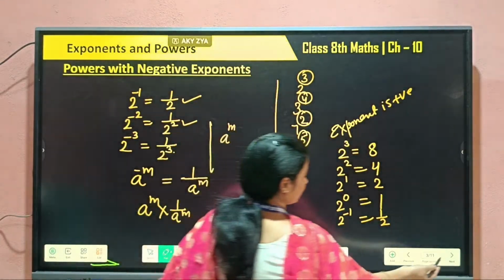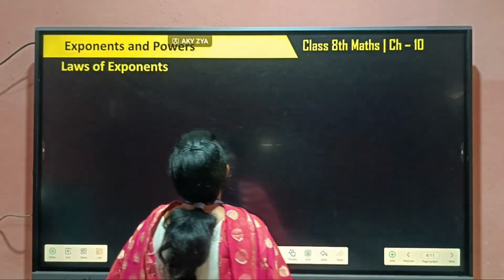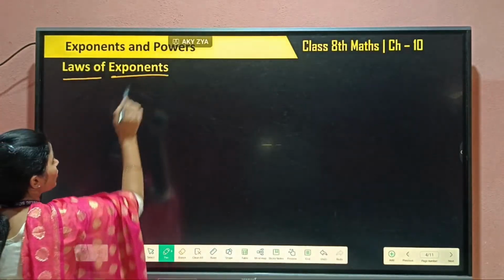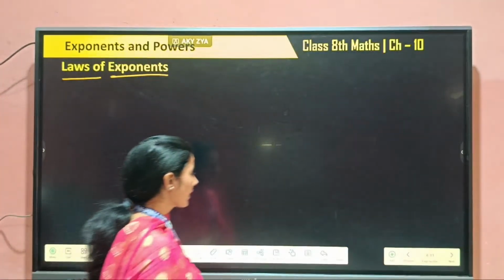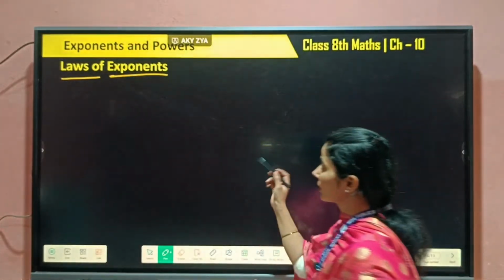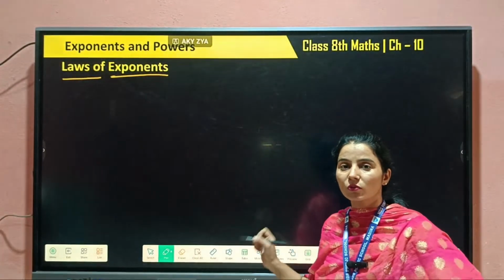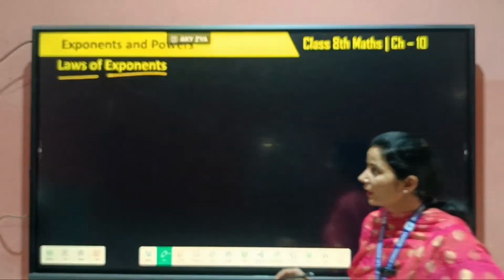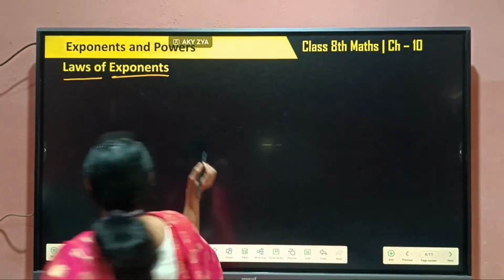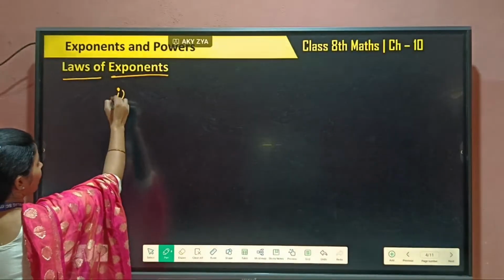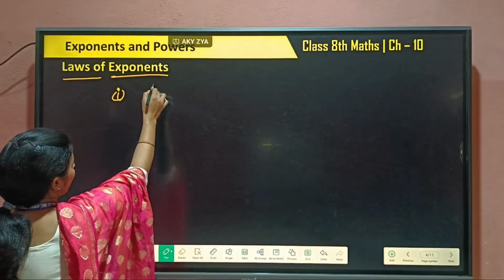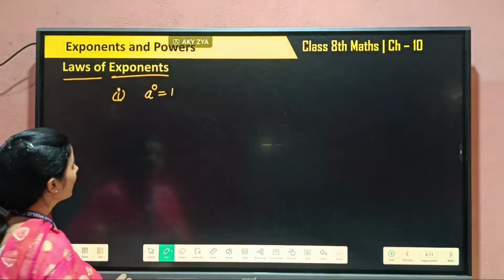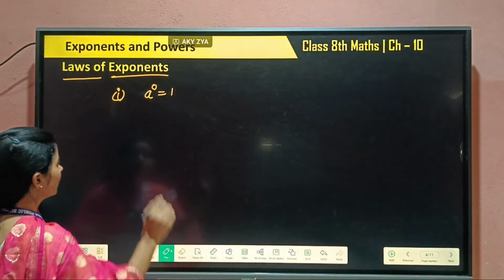Now, laws of exponent. While we are writing these numbers in exponential form, which rules do we have to keep in mind? Those are the laws of exponent. Let us see what the first law of exponent is. First, a raised to power 0 is equal to 1. As I told you how this came, a raised to power 0 is 1.